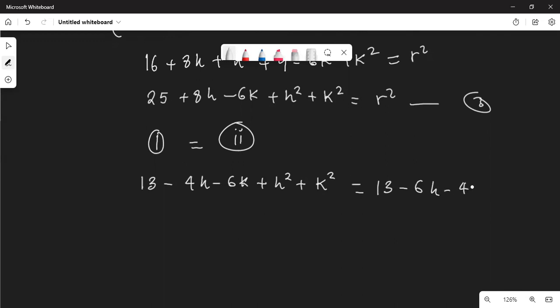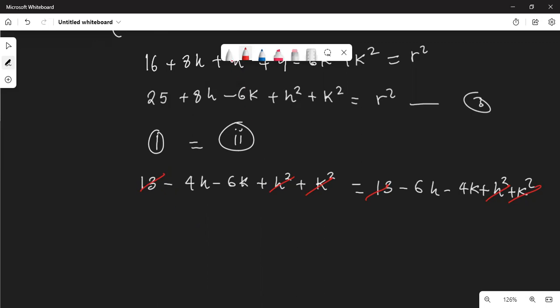Minus 4k plus h squared plus k squared. Okay, so you notice that we have common terms, h squared and h squared, k squared and k squared, and 13 and 13, so these can be cancelled. Therefore, we're going to have negative 6, 4h on the left hand side, and then negative 6h on the right hand side. We can actually combine the two.